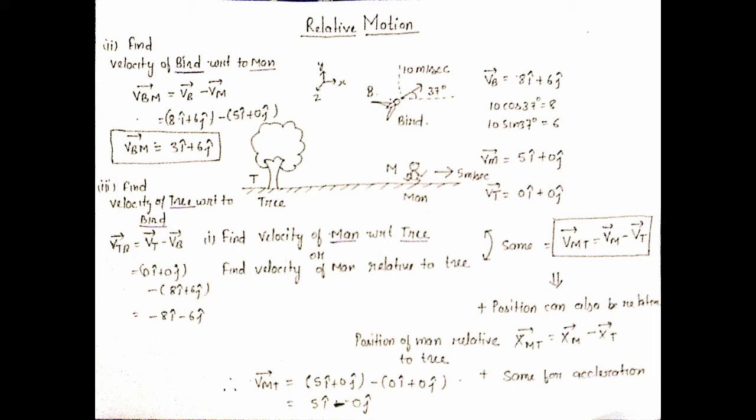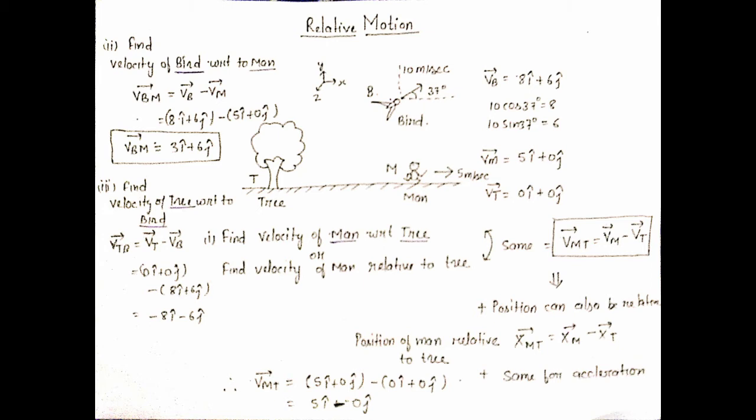Now using the vector components, we can write the velocity of the bird as 10 cos 37 degrees in x direction, which comes out to be 8, and 10 sin 37 degrees in y direction, which comes out to be 6. So VB can be denoted by 8 i cap plus 6 j cap. Similarly, the velocity of the man in vector form is 5 i cap plus 0 j cap, because there is no component of velocity in y direction. Similarly, the velocity of the tree equals 0 i cap plus 0 j cap, because the tree is at rest.